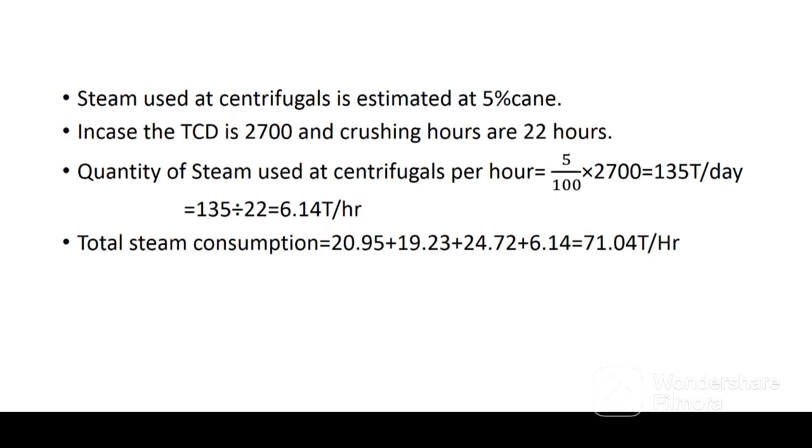So to get the total quantity of steam used, we'll take steam used at juice heaters, which is 20.95, plus steam used at evaporators, which is 19.23, plus steam used at pan floor, which is 24.72, plus steam used at centrifugals, which is 6.14. This one will give us 71.04 tons per hour.